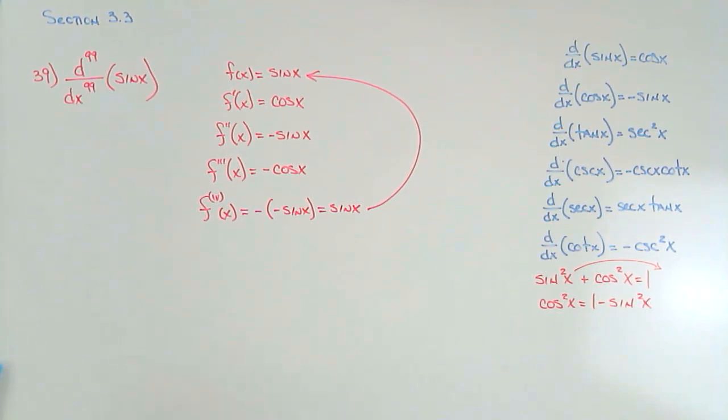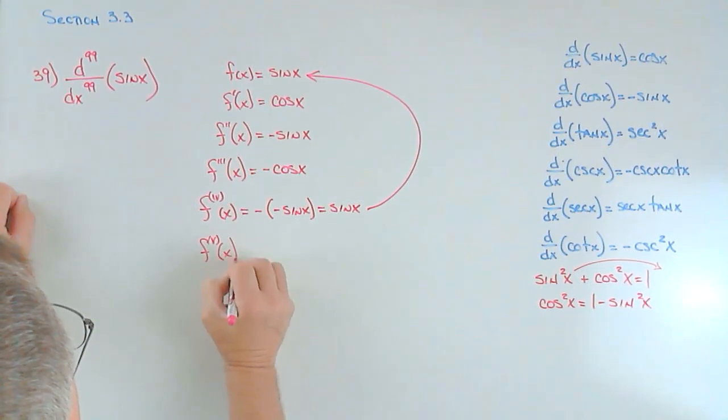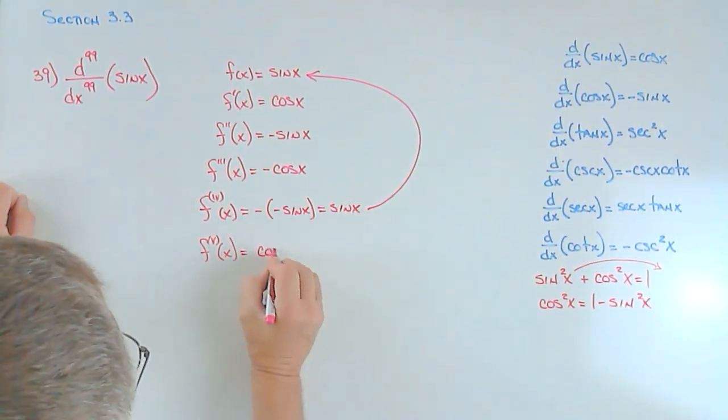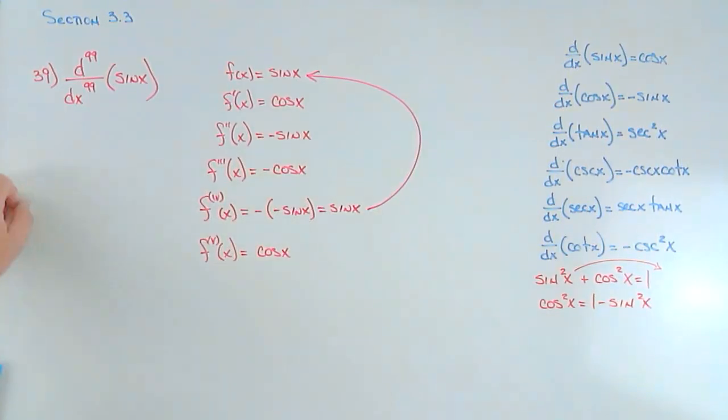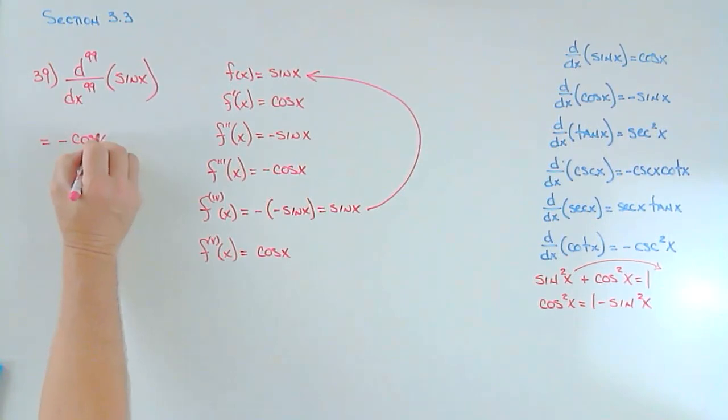Now we could write the fifth derivative, but I think the pattern is pretty much established. The fifth derivative is the derivative of sine, cosine. And here we go again. So we have to ask ourselves, which one of these would be the 99th derivative? Well, the 99th derivative is a multiple of 3, so it's going to be the same as the third derivative. So the answer here is going to be negative cosine.